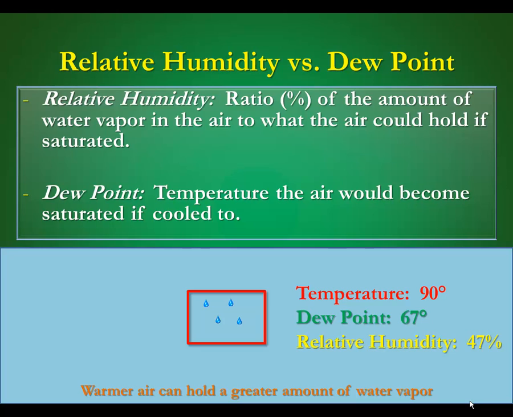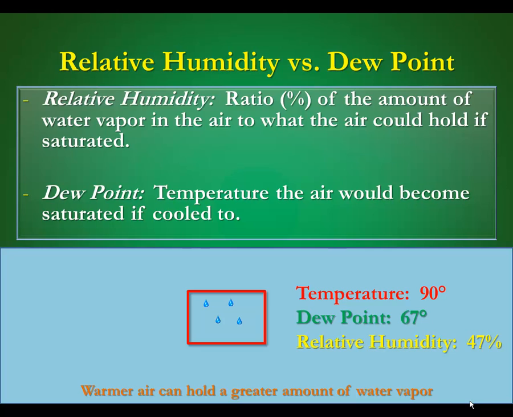Now if we jump to the afternoon, the temperature is 90 degrees, our dew point has actually come up to 67 degrees, but our humidity has plummeted to 47%. Now why exactly is that? Why did the humidity drop significantly?